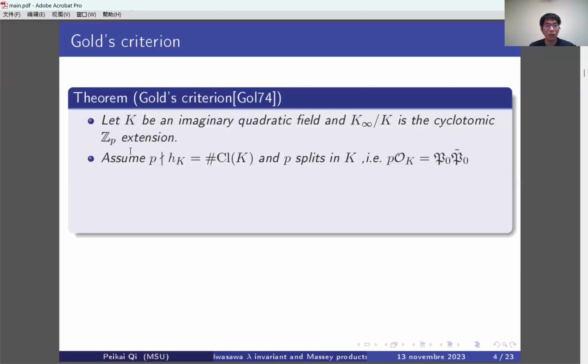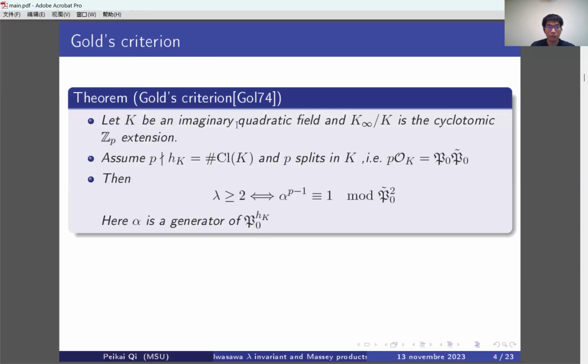We assume p doesn't divide the size of the class group, and p splits in K. And he proved that lambda is greater than or equal to 2 if and only if we have such a modular relationship. Here alpha is the generator of this ideal. Here the prime is an ideal in O_K, and h_K is the size of the class group. So if we raise the prime to the power h_K, this becomes a principal ideal, and alpha is a generator of this principal ideal.